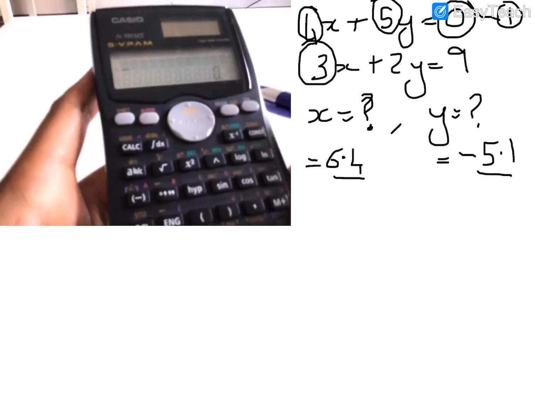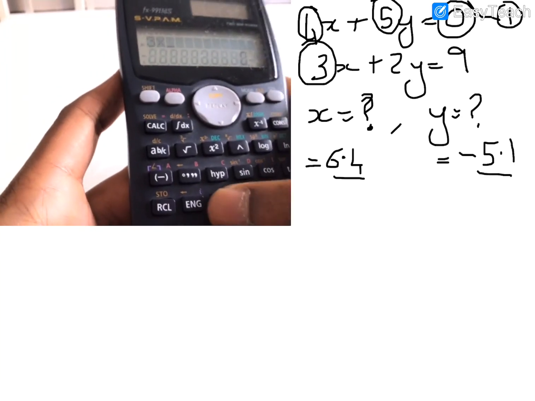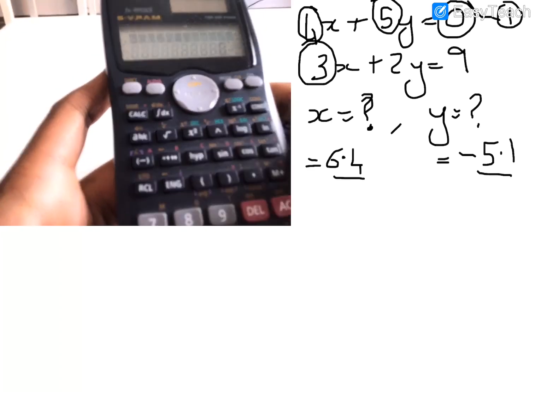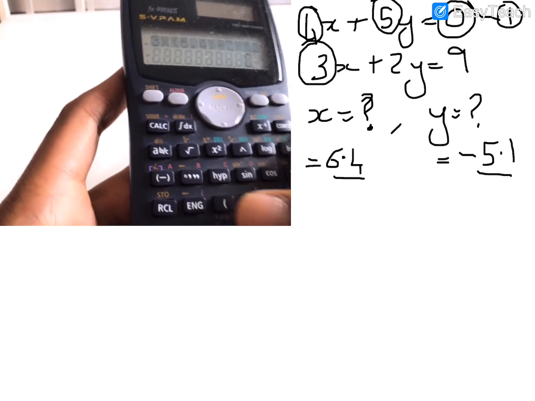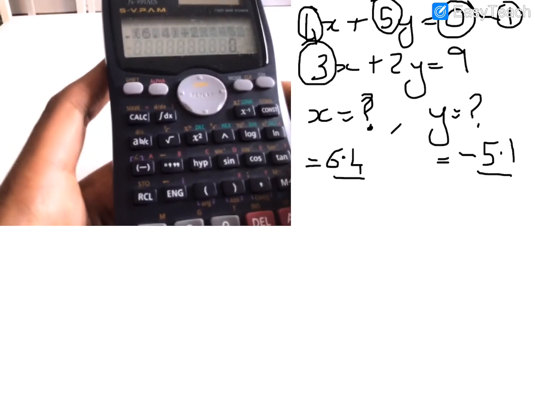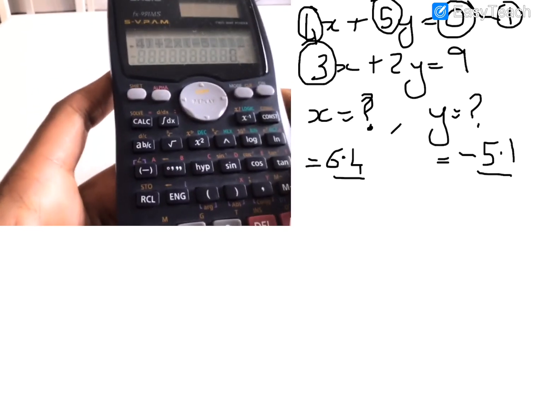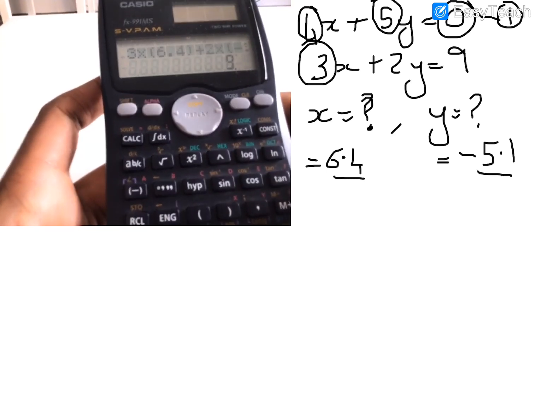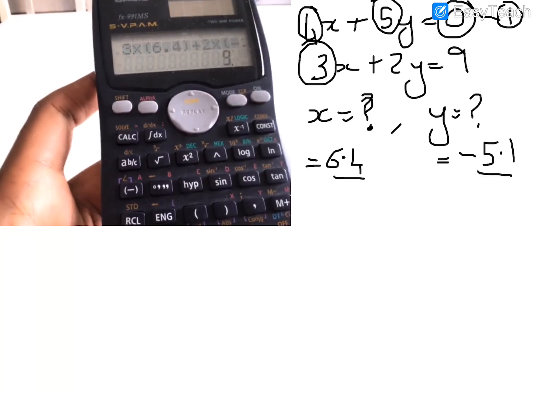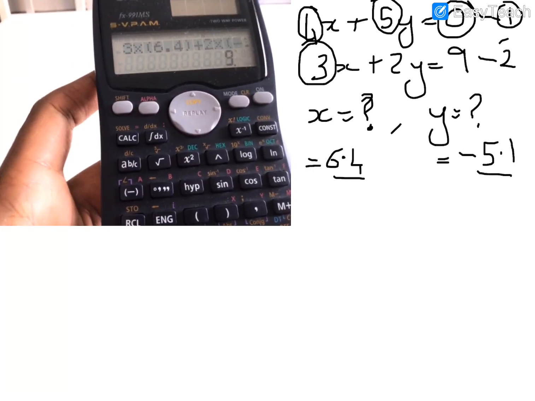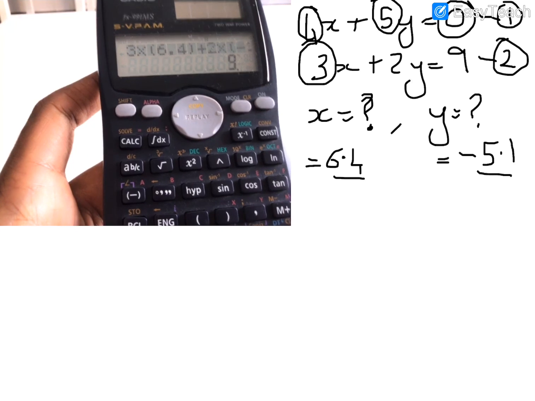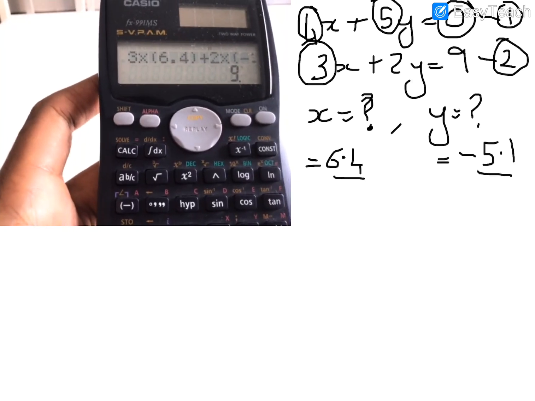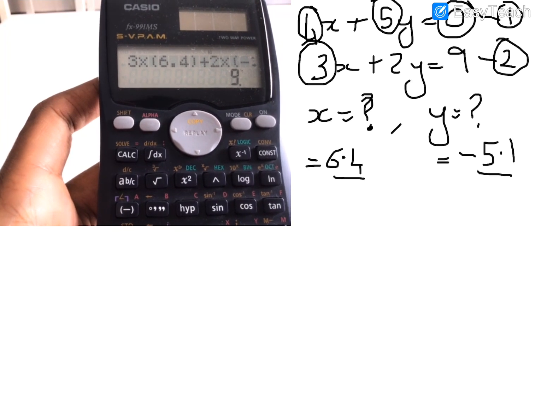So let's see the second equation. So we have 3 into the value of x we got, 6.4, plus 2 into the value of y we got, minus 5.1. We're supposed to get 9, and we do get an exact 9. So we do get an exact match on the second equation, but not an exact match on the first one. We're supposed to get 0, but we get 0.1, which is close to 0.